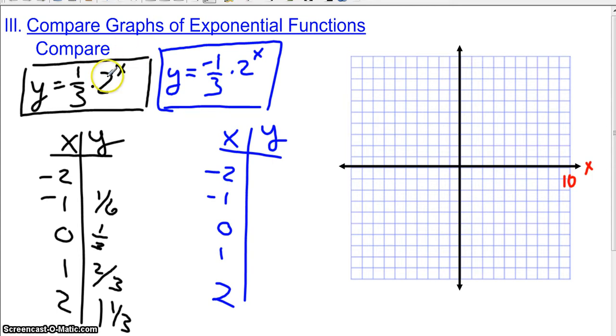Okay, how about -2? When you plug in a -2, we get 1 over 4. 1/4 times 1/3 is 1/12. Okay, let's go graph that. 0 is at 1/3 now. 1 is at 2/3. 2 is at 1 1/3. -1, -2, they're getting close to 0.